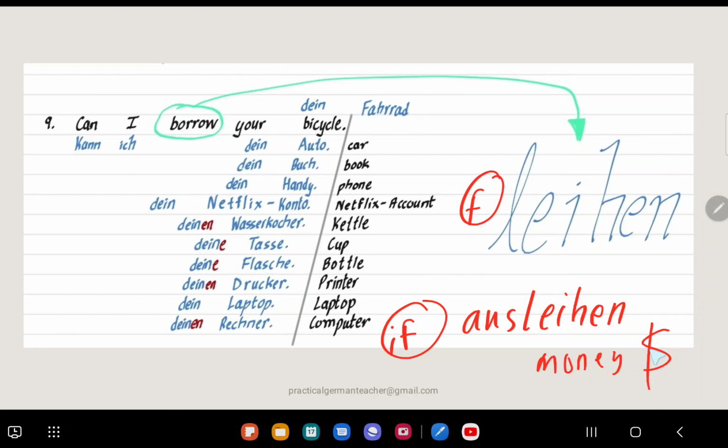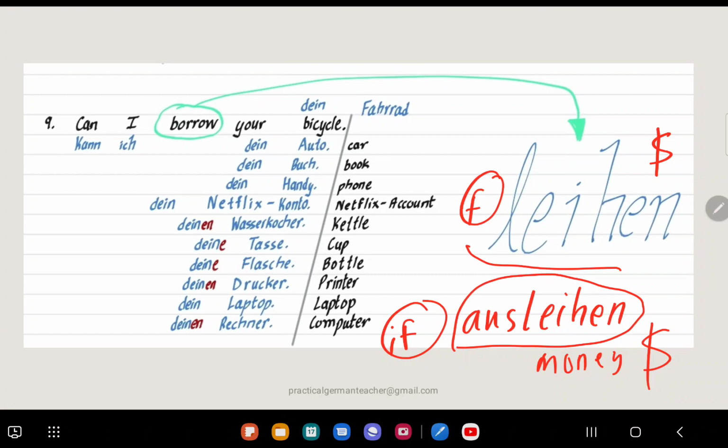So whenever money is involved, you use ausleihen. Whenever there is no money involved, you use leihen. Example: can I borrow? For example, borrowing a car from a friend. Usually there is no money involved, right? So you can use leihen. Borrowing a car from a car rental agency, money is involved, of course. Then it is ausleihen. I hope you get the idea.